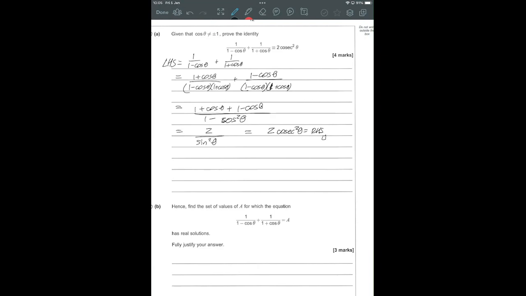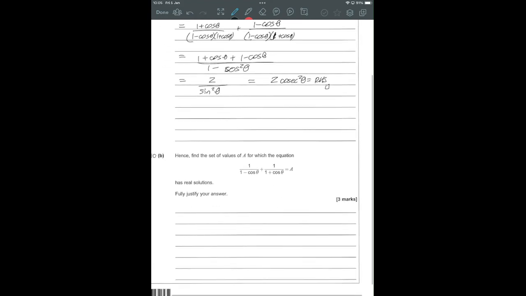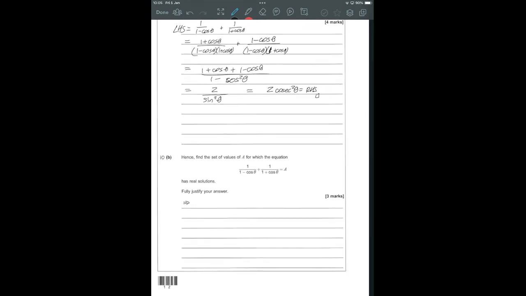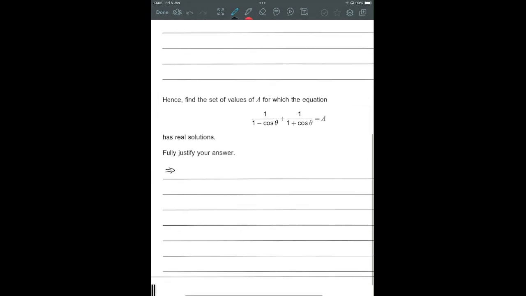Full marks there for that. Quite pleasant. Hence, find the set of values for a for which that equation has real solutions. Well, hence is my favourite word within maths exams. Hence means reread the first part and use it. So the first part of the question is telling us that 2 cosec squared theta is equal to this a.